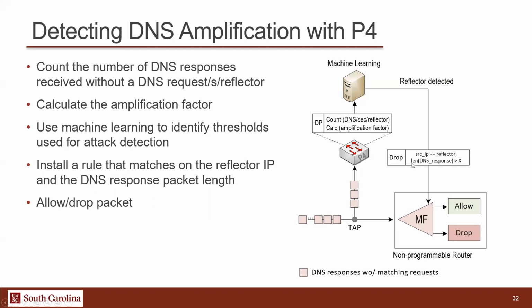By also having a match on the length, we can allow the legitimate DNS responses, let's say sent from Google public DNS, to still flow back into our network, and only those that are large would be stopped. And again, there's a control loop here. So as soon as this attack stops, you can refine your configuration rules and push them to the non-programmable router.